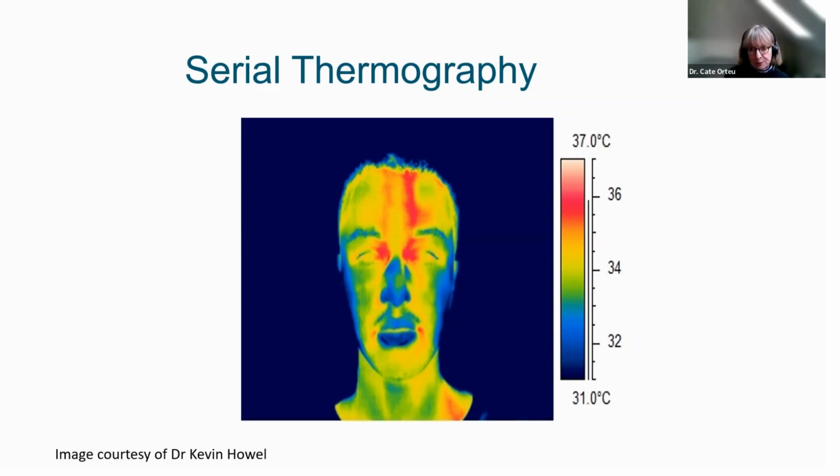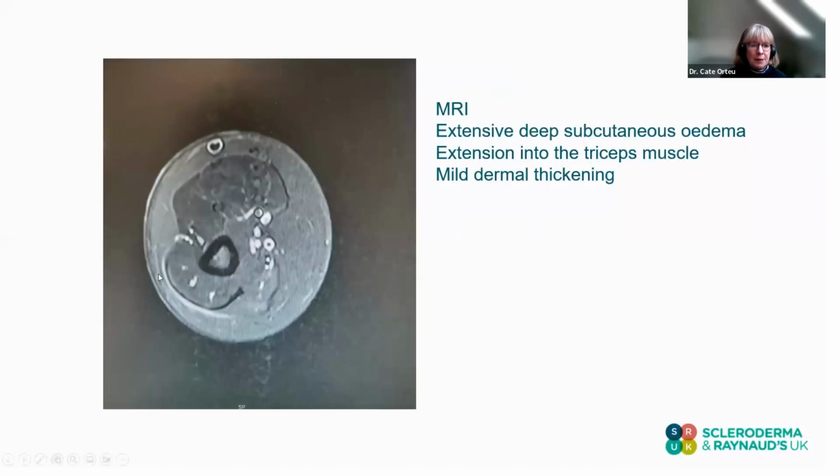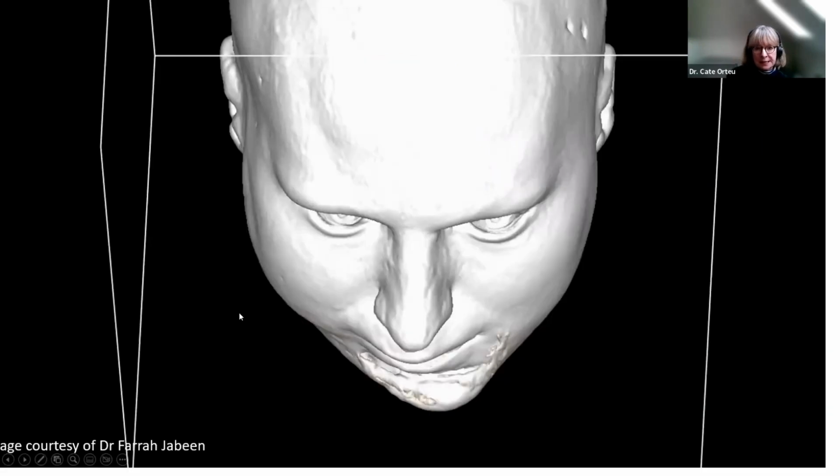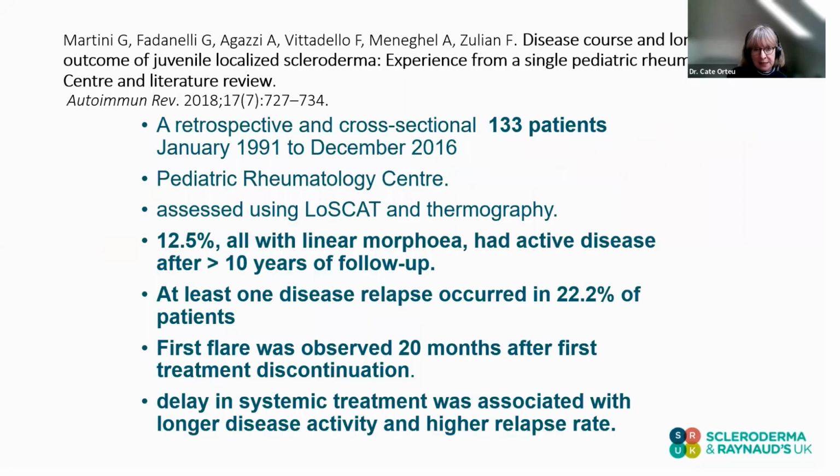but can be helpful. And then MRIs, as I mentioned, show edema and inflammation in the skin and in the fascia around muscles. We can use MRI to do 3D reconstruction. So this is a chap who's got involvement. You can see that he's got some soft tissue loss around here and also around the chin. And so we can use these to follow things serially.